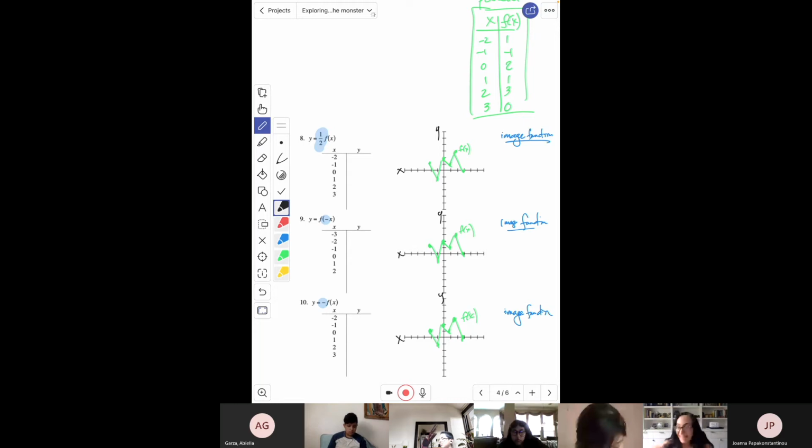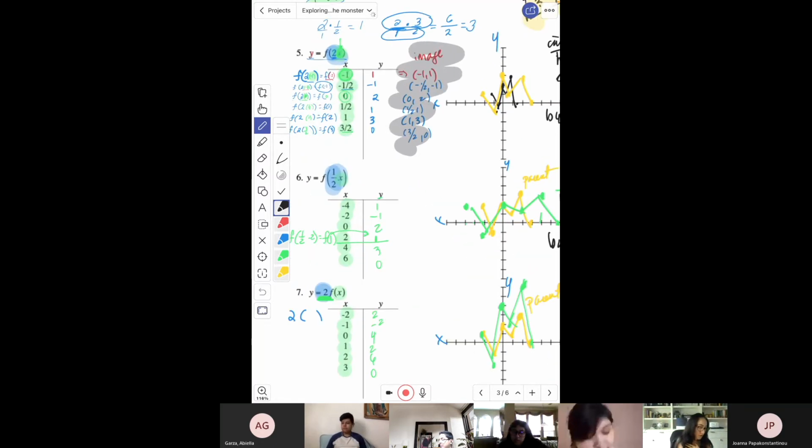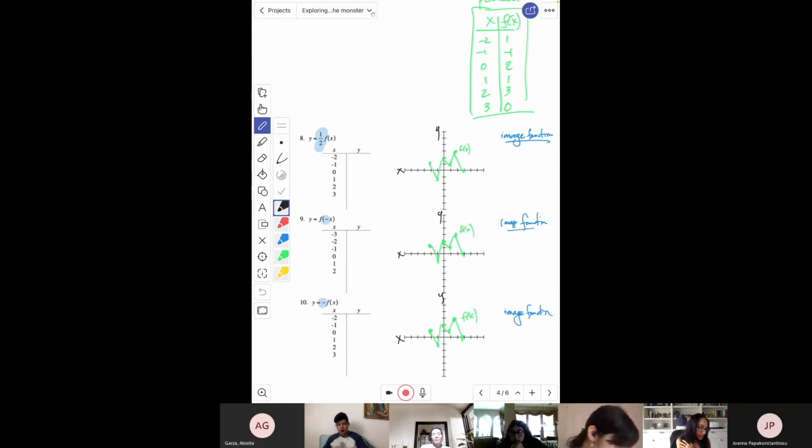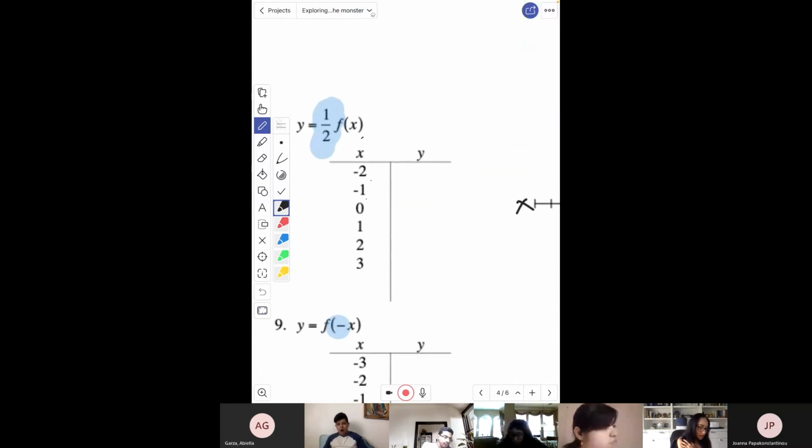Miss, is that 1/2 in front of the F important? Because in the other problem, the 1/2 was not in front. So here, the 1/2 was attached to the x, right? So we're first taking half of these x values and then evaluating the function at the new x value. Here, I'm evaluating the function at each of these x values and then taking half of that output, right?